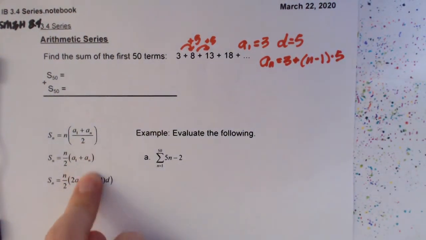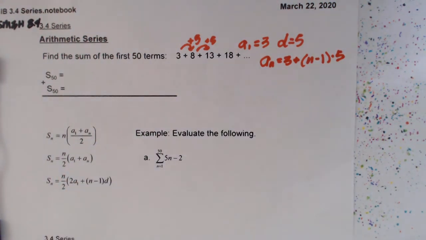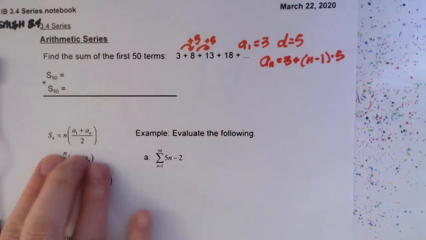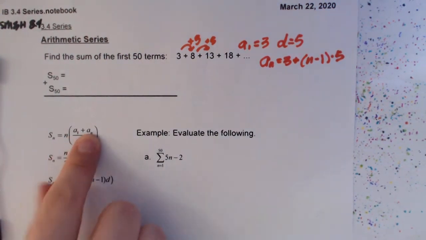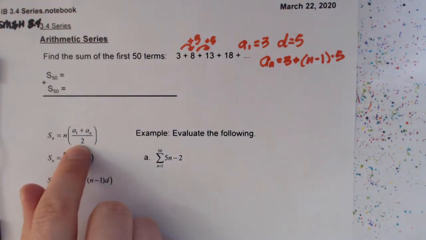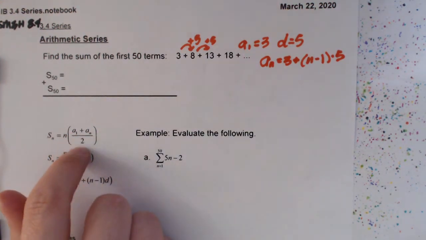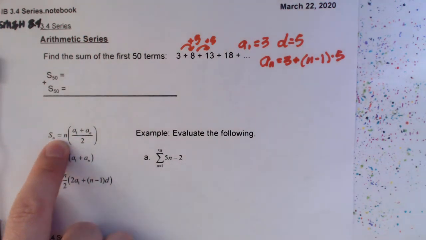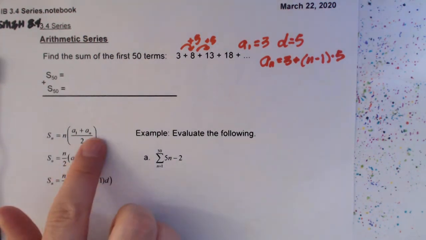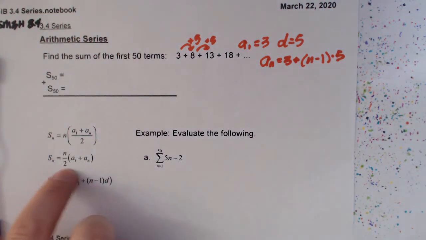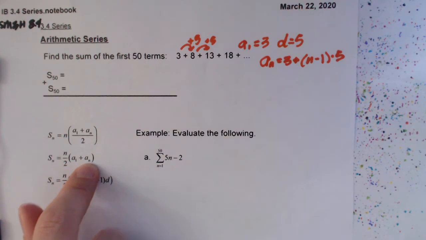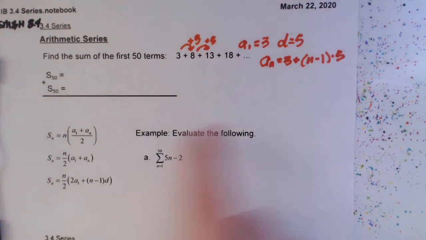Basically, these are the formulas. They're all actually the same thing. So this is kind of the most common one: you're going to take your first and last term, add them together, divide it by 2, and then multiply that by how many terms you have. You can factor the 2 out, and then it turns into this.